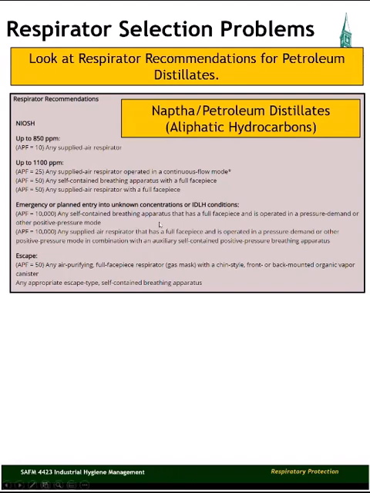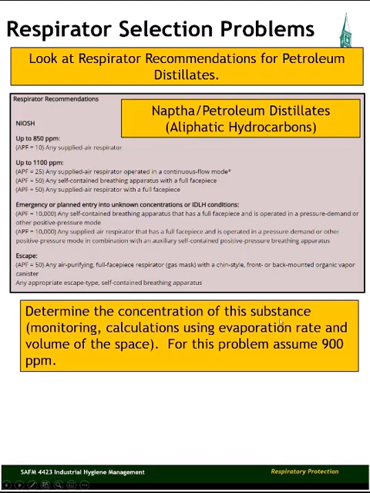There is the NIOSH information, respirator recommendations. But we need to also determine the concentration of this substance. We can do that with different monitoring devices. We can use calculations, evaporation rate, and the volume of the space to determine the concentration of the substance. For this problem, let's just assume we're at 900 parts per million.